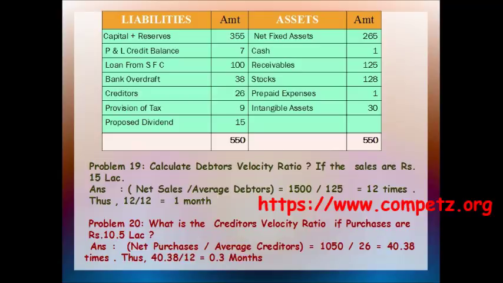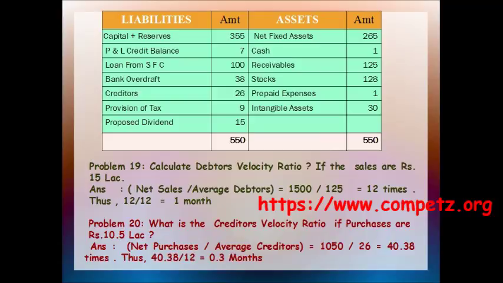Just see, friends, on the liability side creditors are 26. Write down 1050 in the numerator and 26 in the denominator. You will get 40.38 times, that is the velocity. Then 12 divided by 40.38 gives 0.3 months as your creditors velocity ratio. Here we have calculated it in the months period.